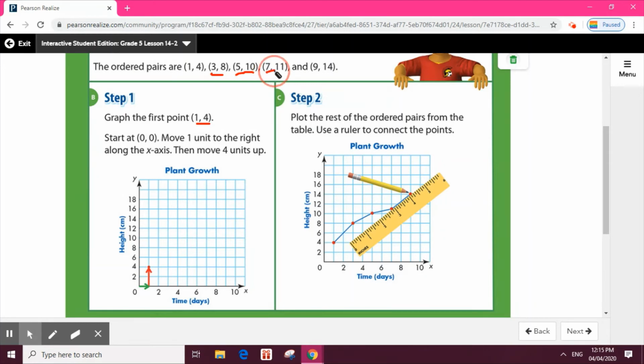Next, fourth point, we have 7, 11. From 0, move 7 units to the right. 1, 2, 3, 4, 5, 6, 7. And 11 units upward. 1, 2, 3, 4, 5, 6, 7, 8, 9, 10, 11. This is the fourth point. Next, the last point, we have 9, 14. Again, from 0, 9 units.